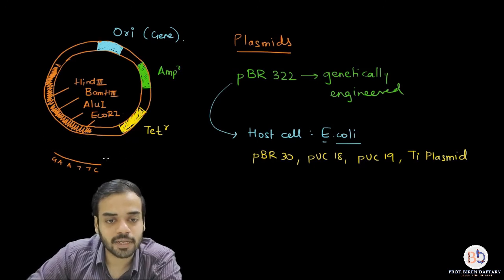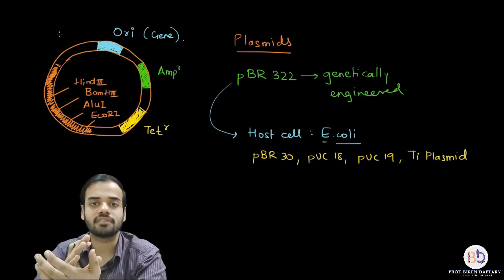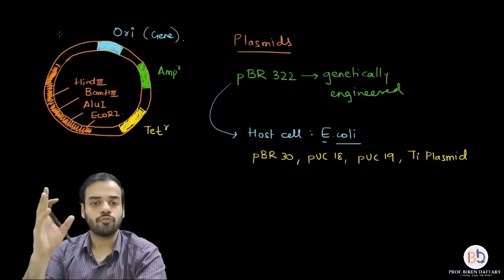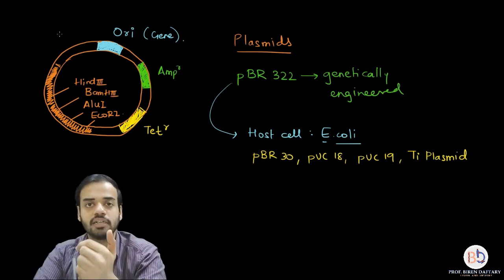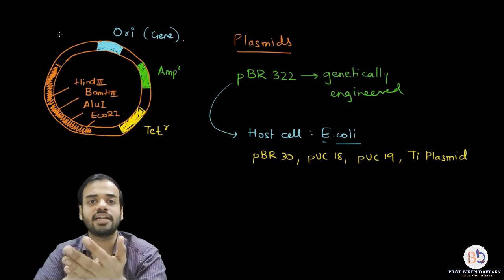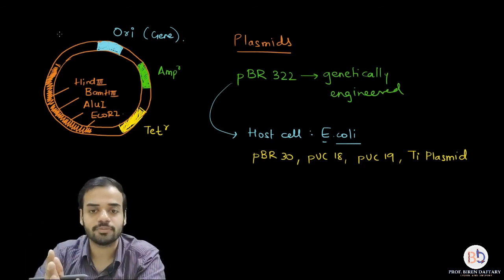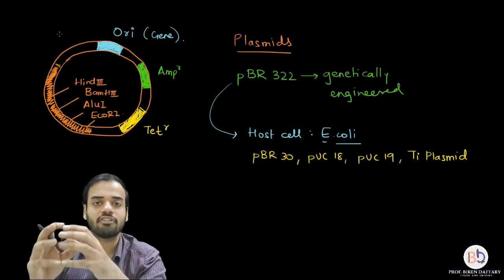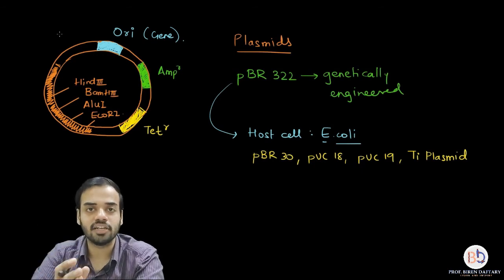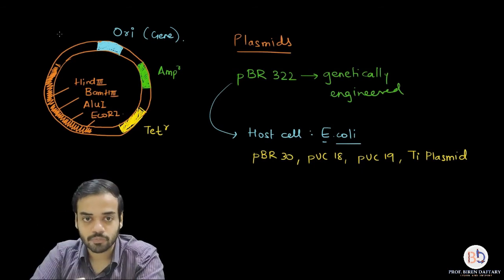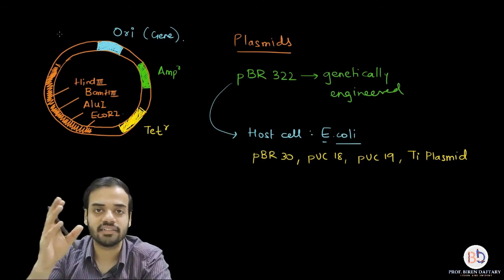So this is the typical structure of a plasmid. Please remember this. Three things are very important: the origin, the tetracycline resistance gene, and the site for antibiotic resistance, which are also called the marker genes. Please remember. So with that we have completed the structure of a plasmid. I hope it is clear what a plasmid is. It acts like a vector and carries the desired gene.